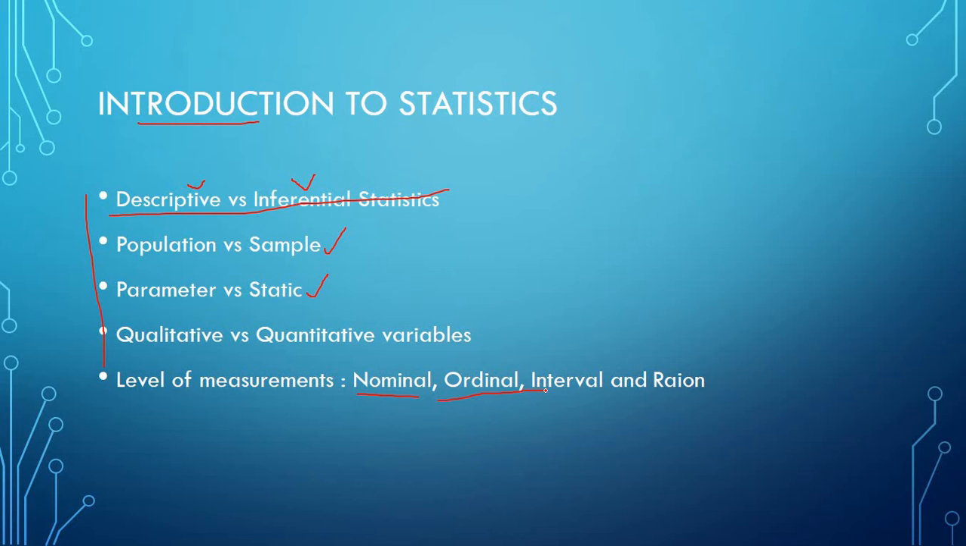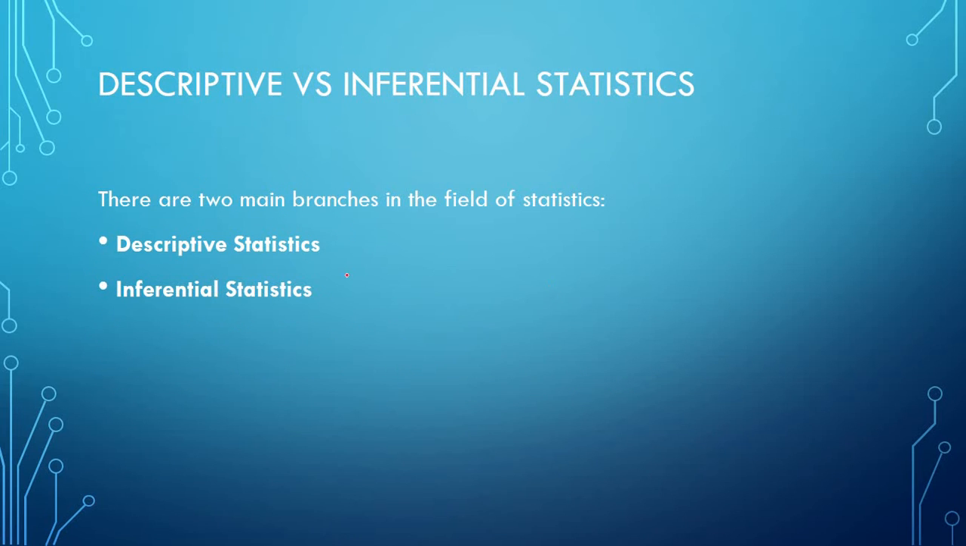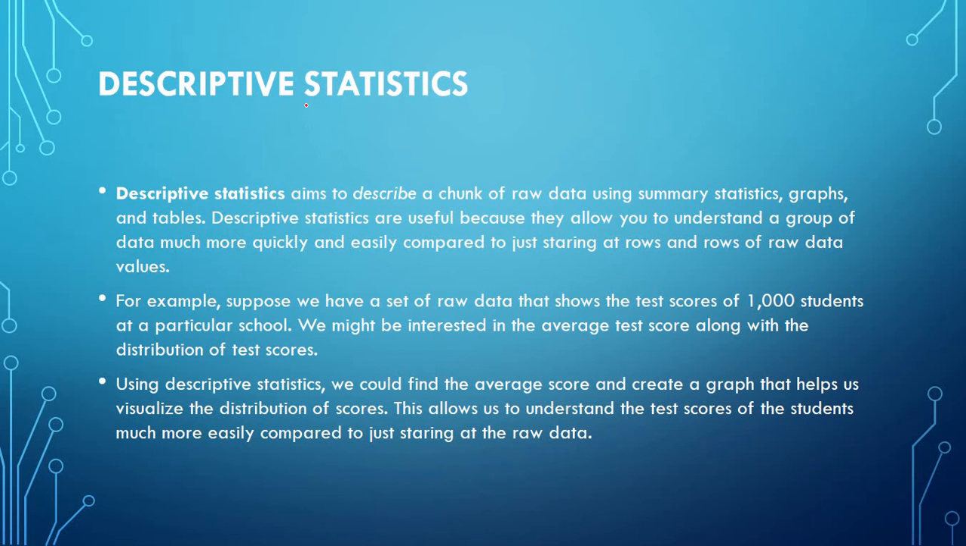Okay. Now we will see this video about descriptive and inferential statistics. This is very important. What is descriptive, what is inferential? See, there are two types of statistics: descriptive statistics and inferential statistics. When you understand the examples, then only you can understand what is descriptive and what is inferential. Otherwise, you have to understand the logic. See, in general, descriptive statistics aims to describe raw data using summary statistics, graphs, and tables.